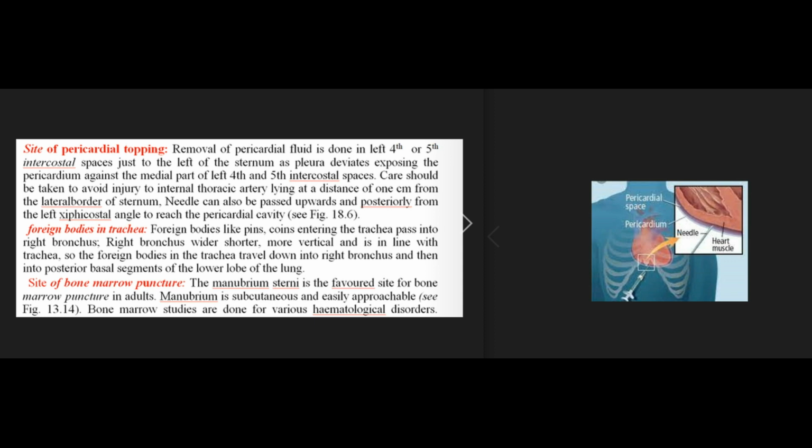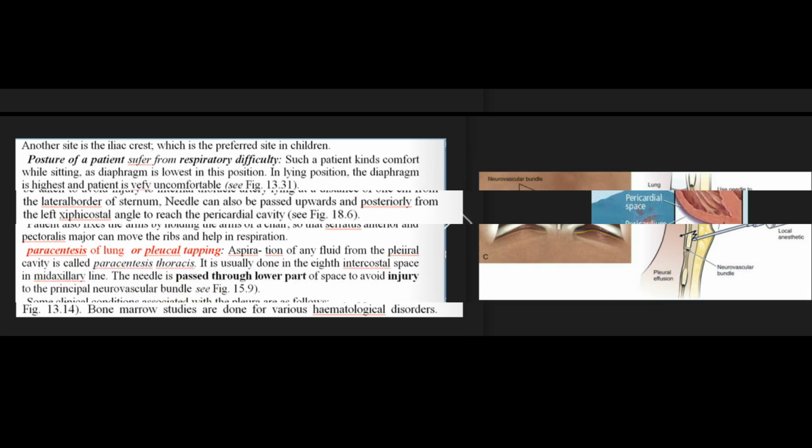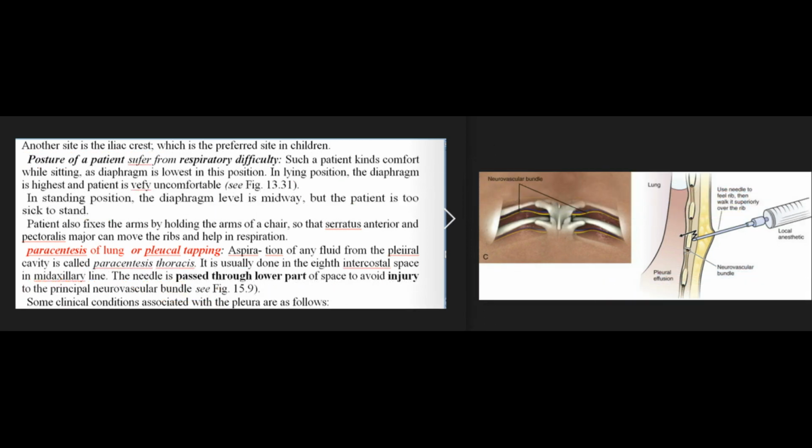Site of bone marrow puncture. The manubrium sterni is the favored site for bone marrow puncture in adults. Manubrium is subcutaneous and easily approachable. See Fig 13.14. Bone marrow studies are done for various hematological disorders. Another site is the iliac crest, which is the preferred site in children.